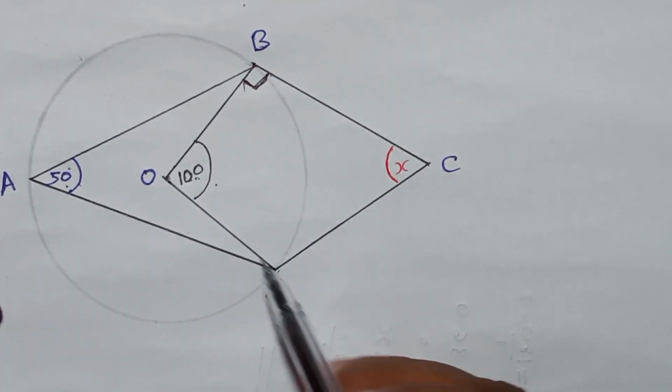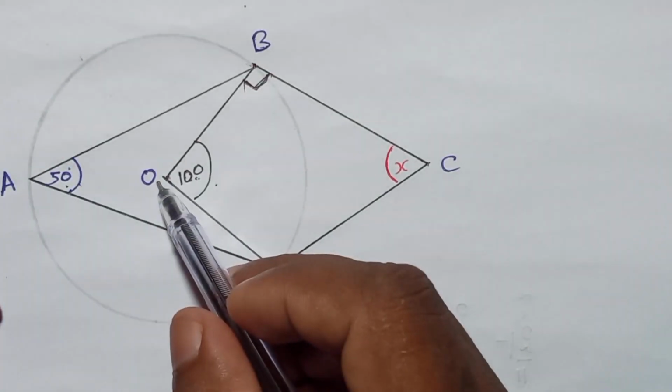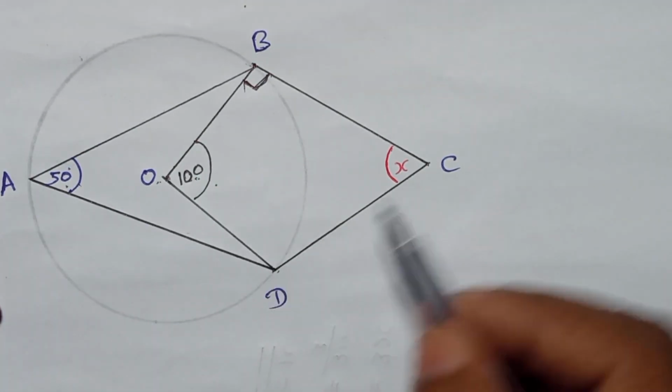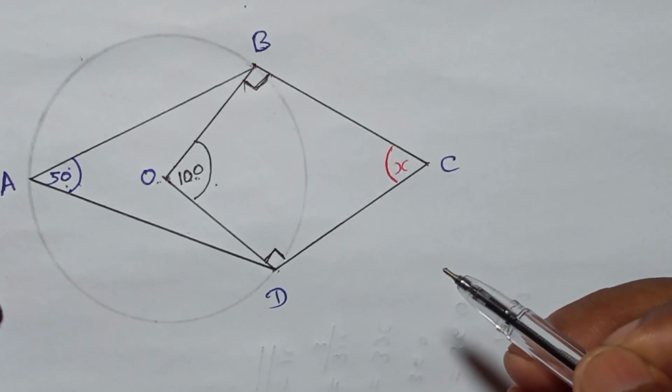Same here also, right? They tell us DC is also a tangent, and this is the radius. O is the center, so OD is the radius. So the radius and tangent between here will again be 90. Now you can find X, right?